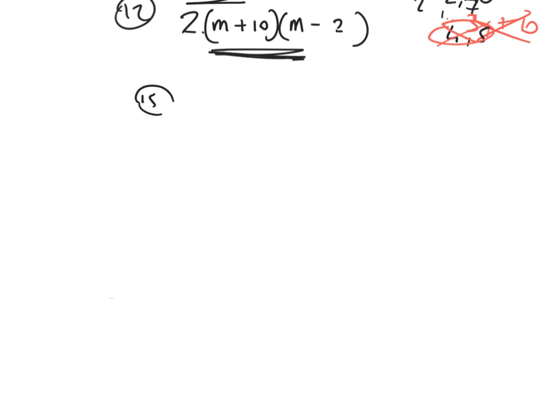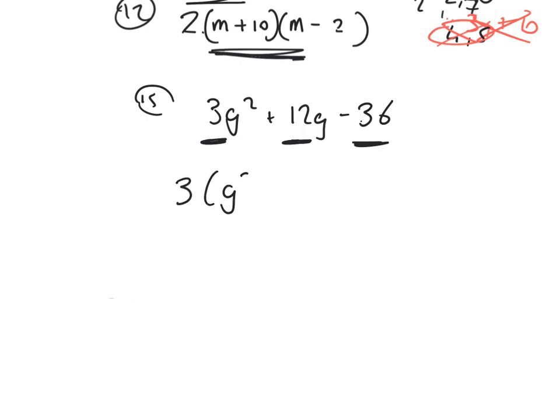Okay, final one, example 15. Let's go for 3g squared plus 12g minus 36. Okay, can I take a highest common factor again? Yes, I can. From 3, 12 and 36, I can take 3 bracket g squared plus 4g minus 12. Okay, I can now do the trinomial bit here.